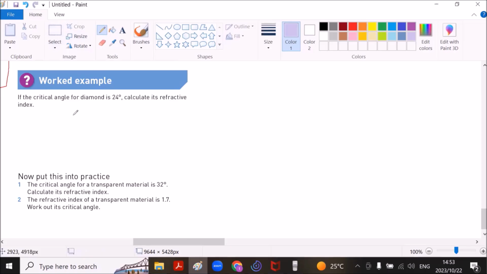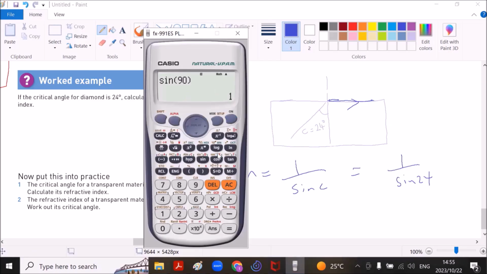Now let's look at an example. If the critical angle for diamond is 24 degrees, calculate its refractive index. So if we have diamond and its critical angle is 24 degrees, we want to see its refractive index. We know refractive index N is equal to 1 over sine C, which is 1 over sine 24, which is 2.5.